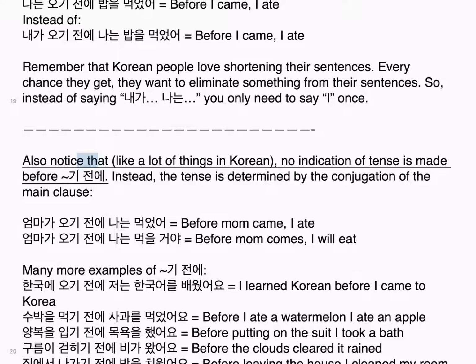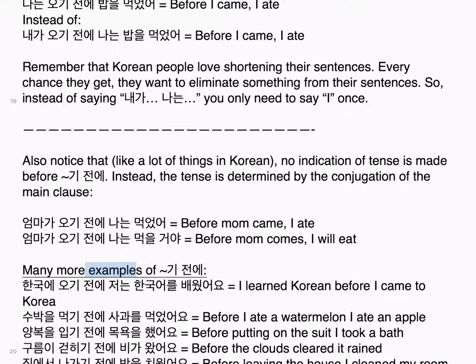Also notice that, like a lot of things in Korean, no indication of tense is made before 기 전에. Instead, the tense is determined by the conjugation of the main clause. 엄마가 오기 전에 나는 먹었어. Before mom came, I ate. 엄마가 오기 전에 나는 먹을 거야. Before mom comes, I will eat.